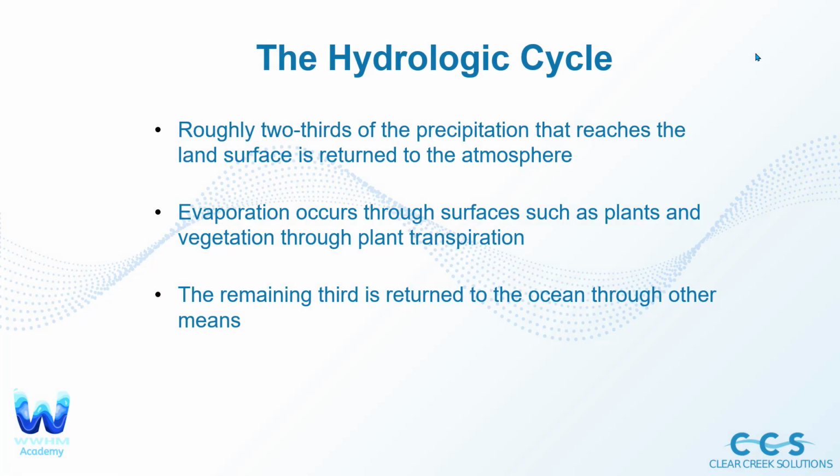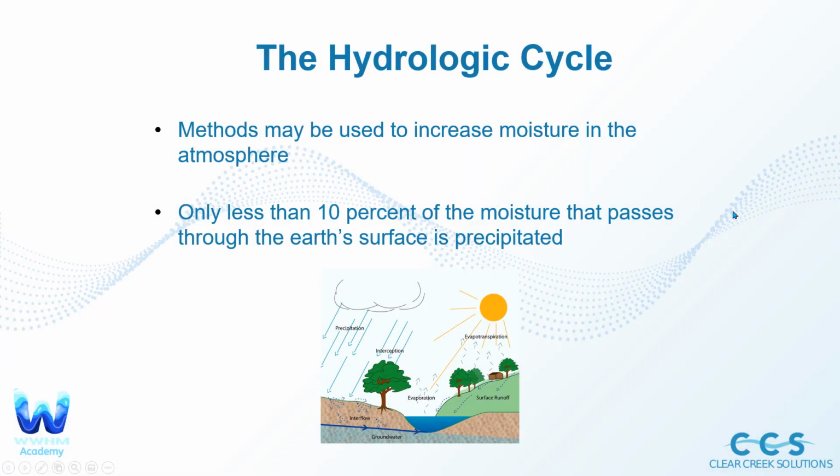So roughly two thirds of the precipitation that reaches the land surface is returned to the atmosphere through a variety of methods. Evaporation occurs through surfaces such as plants and vegetation through plant transpiration. So the remaining third of the precipitation returns ultimately to the ocean through surface or underground channels. The large percentage of precipitation that has evaporated has often led to the belief that increasing this evaporation by construction of reservoirs or planting of trees will increase the moisture available in the atmosphere for potential precipitation. But only less than 10% of the moisture that passes through the Earth's surface is precipitated.